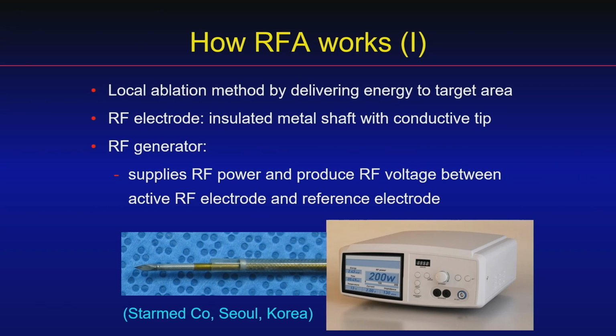RFA is a local ablation modality by delivering energy to the target area. It is composed of an RF electrode, down left side figure, and an RF generator, down right side figure. The RF generator supplies RF power and produces a voltage difference between the active electrode and reference electrode.